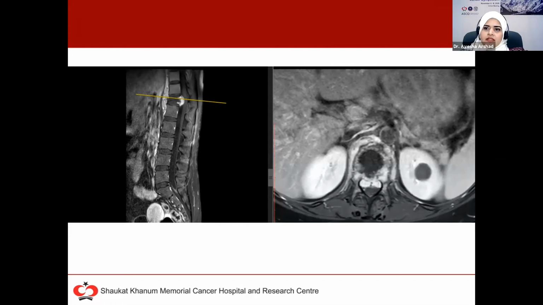Yeah, and another thing is that like Dr. Irfan said, the biopsy was not done yet. So we were not sure of the diagnosis. We were not sure of the primary.